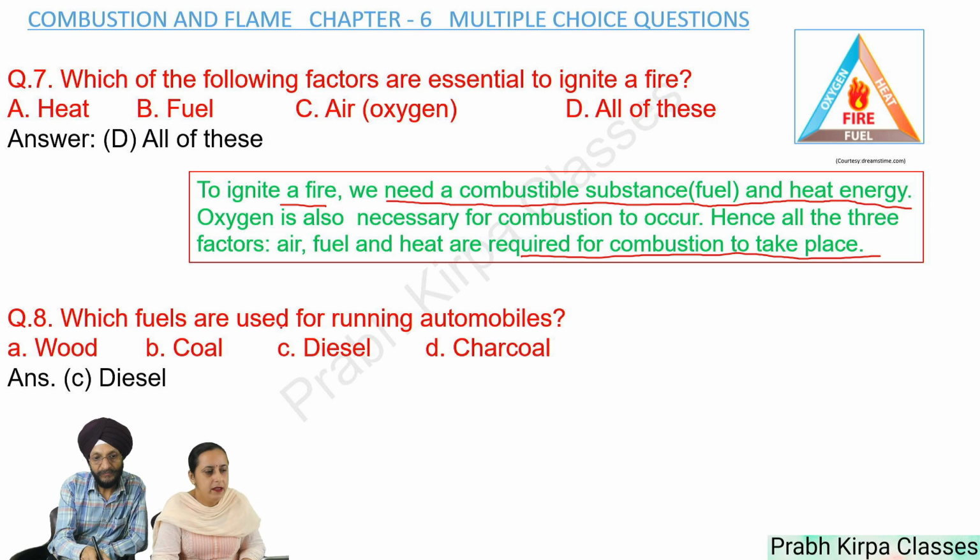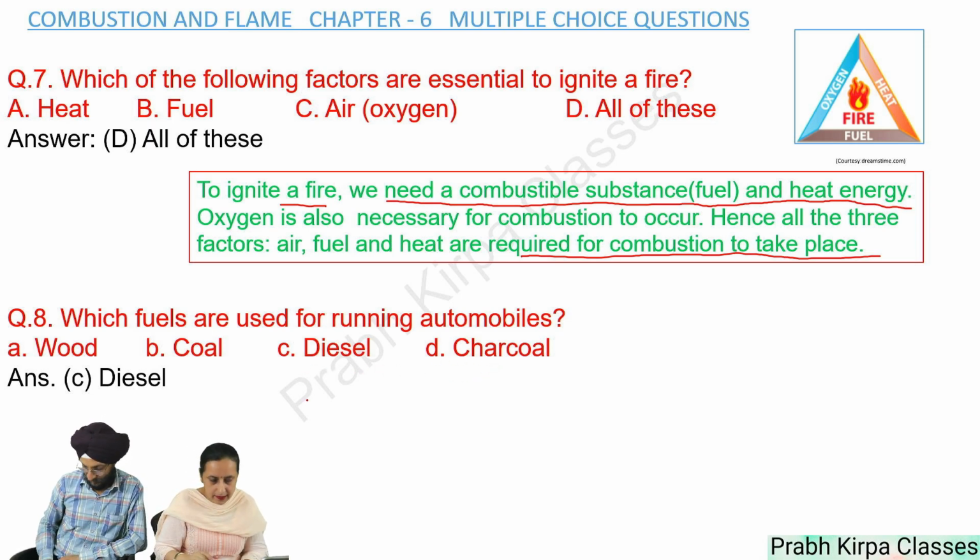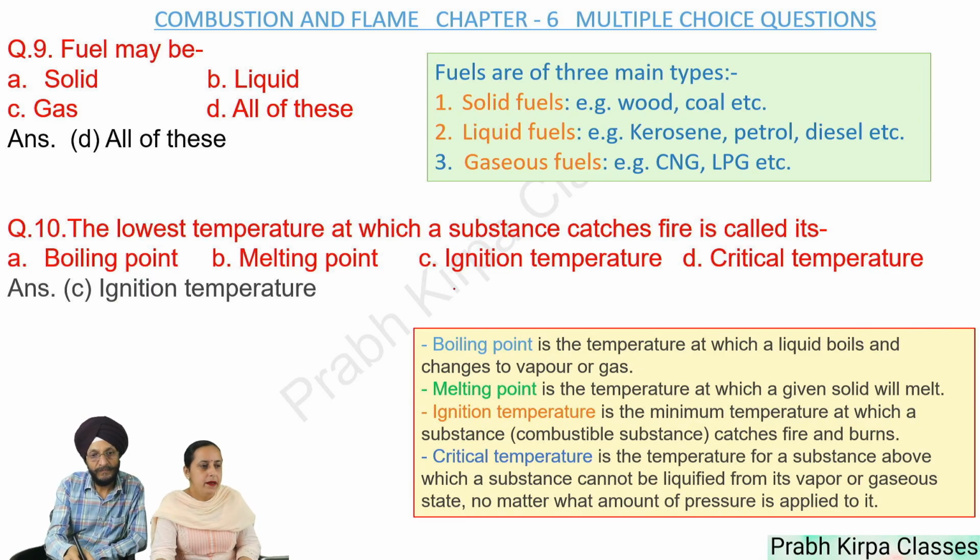Question number 8. Which fuels are used for running automobiles? A. Wood. B. Coal. C. Diesel. D. Charcoal. So answer is diesel. Next, question number 9. Fuel may be A. Solid. B. Liquid. C. Gas. D. All of these. Answer is all of these.